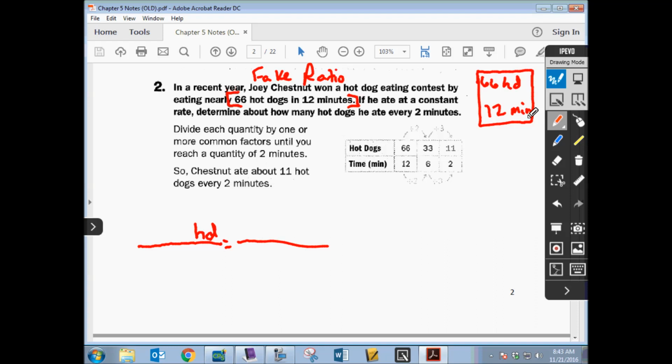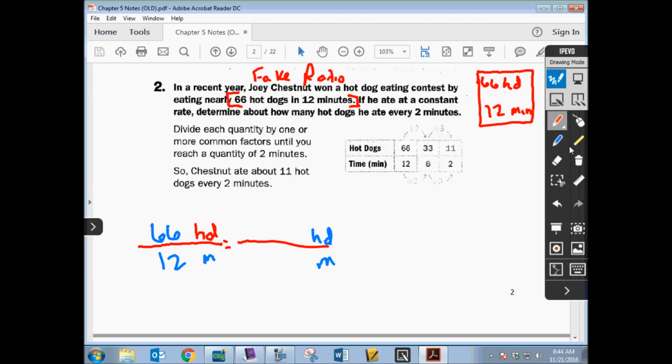Again, I just like to get our thoughts down, what we know down. Well, I always start with labels, so let me keep my labels. So we're talking about hot dogs to minutes. We know that the fake ratio always goes on this first one. That's going to be 66 hot dogs in 12 minutes, right? And now let's read through.